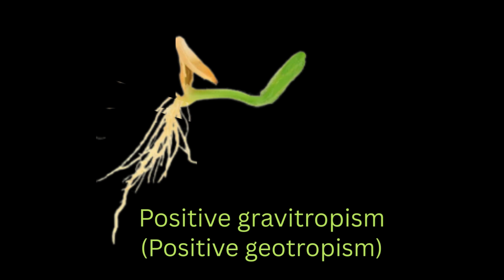The growth of the young root, or radicle, from the germinating seed downwards towards gravity, is positive gravitropism, also known as positive geotropism. This response ensures the root grows into the soil, where it will anchor the plant and allow the plant to obtain water and nutrients from the soil.